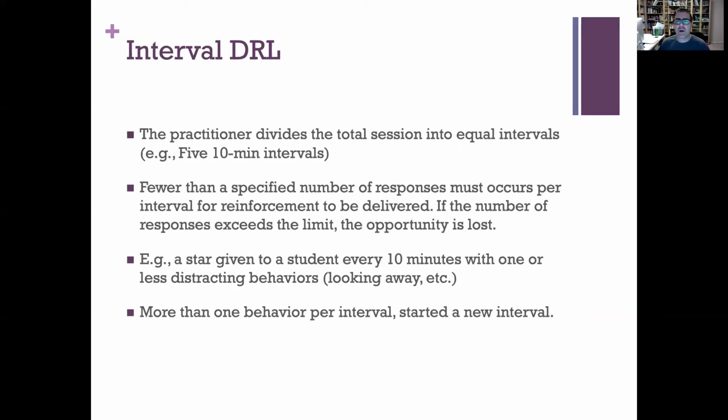So now we're going to talk about fewer than a specified number of responses must occur per interval for reinforcement to be delivered. Now I want only 1 response per interval. In this case, there's 5 intervals, so there can be only 1 response per interval, right? If you exceed more than 1 response per interval, then the opportunity for reinforcement is lost. So here's the example that I have in the PowerPoint. Imagine a star is given to a student every 10 minutes with 1 or less distracting behaviors.